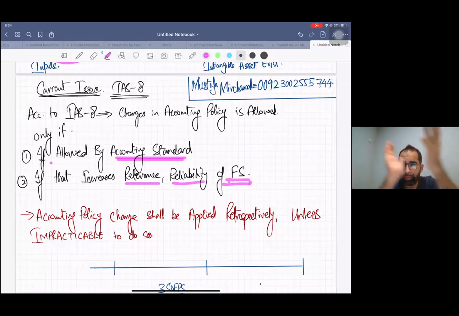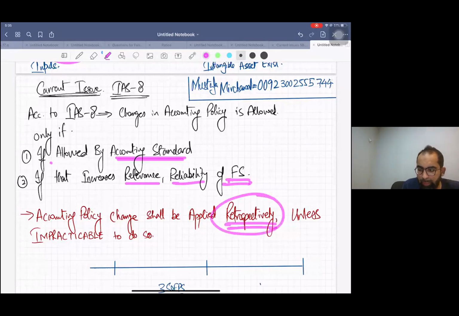Now, let us say you are going to change the accounting policy because of one of these reasons. It is allowed. Now, how will you apply this change of accounting policy? The change of accounting policy shall be applied retrospectively.